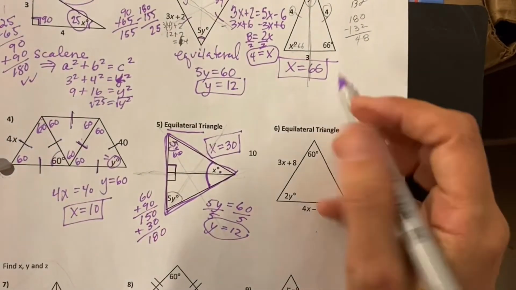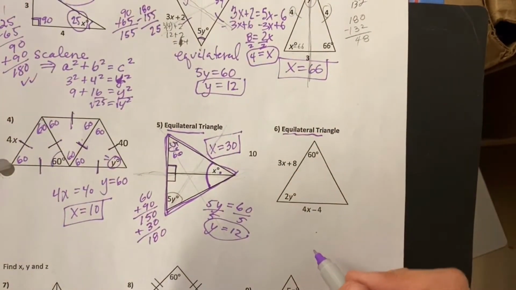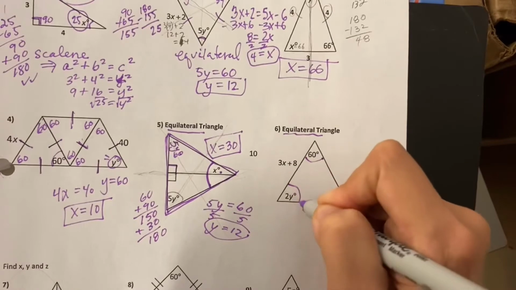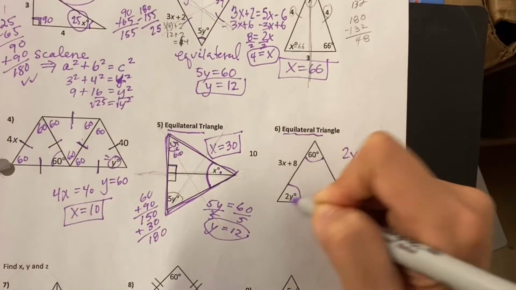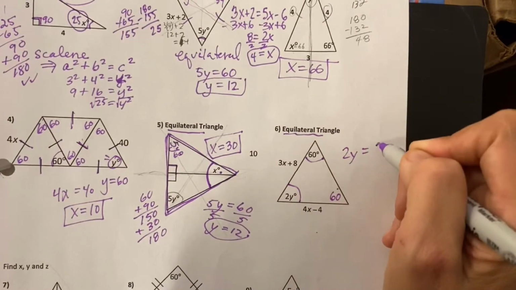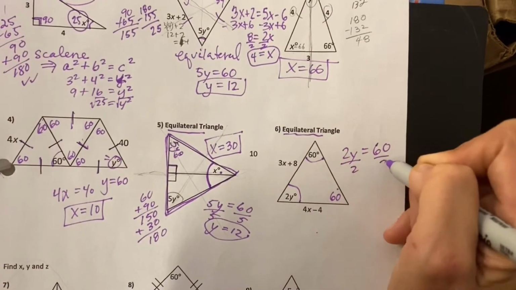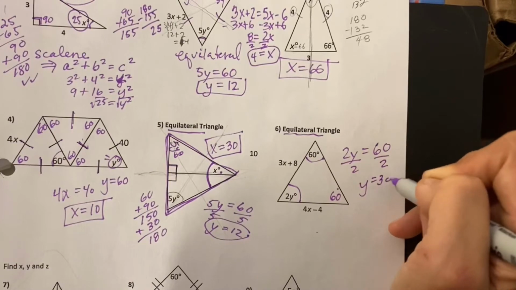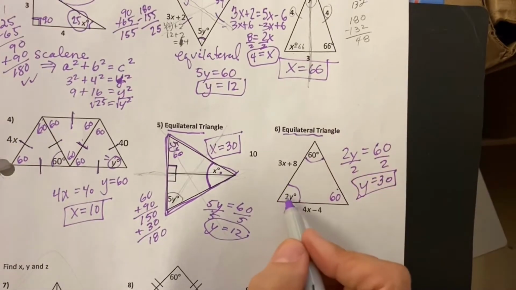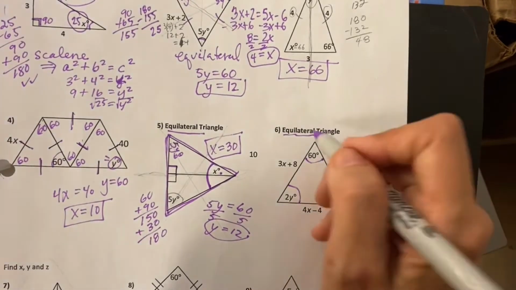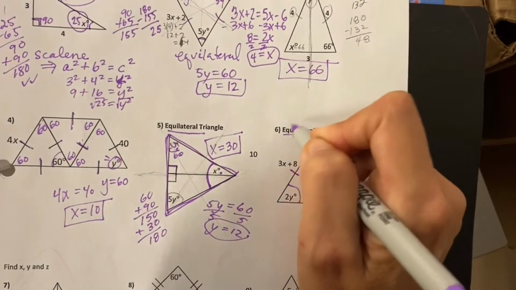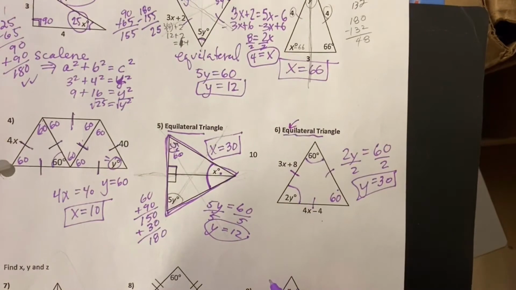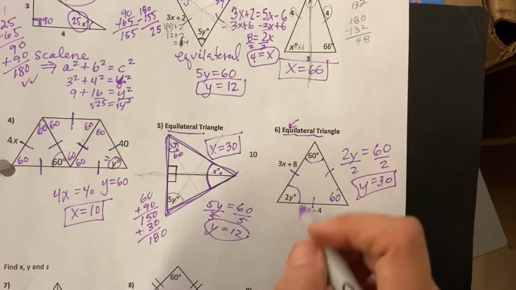Okay, let's see this one. Another equilateral triangle. I have this is 60, this has to be 60, this has to be 60. So what would y need to be for 2y to equal 60? Y would have to be 30, right? Because 2 times 30 is 60. Now, if all the angles are equal, all the sides are equal, and that's why its name is equilateral. So these 2 sides have to be equal.